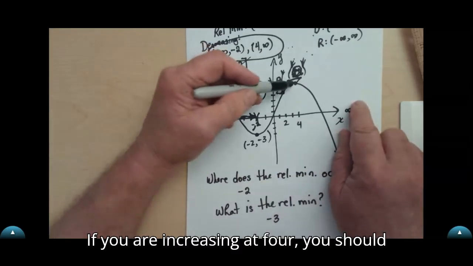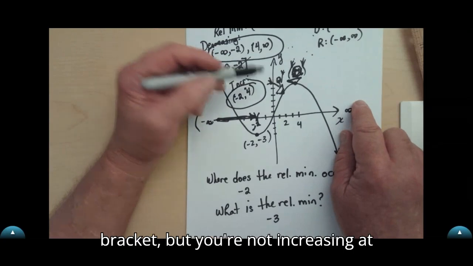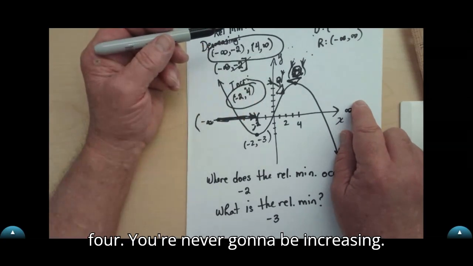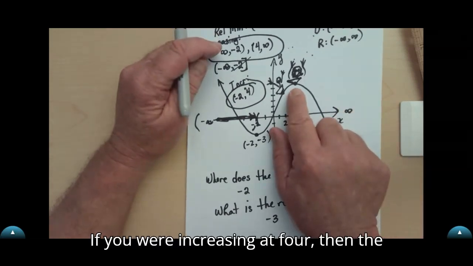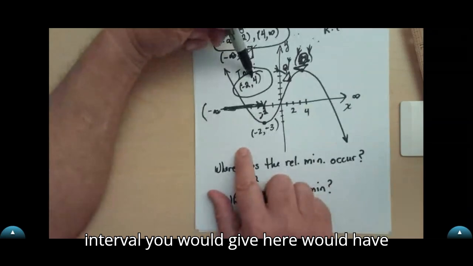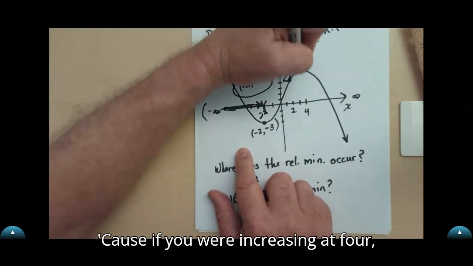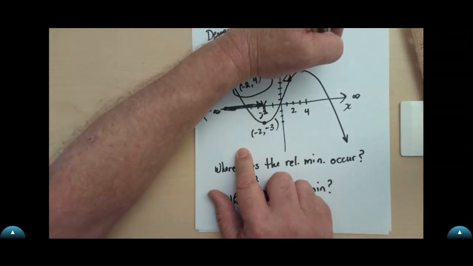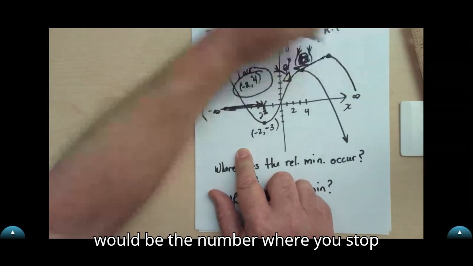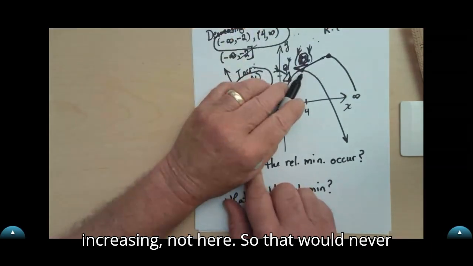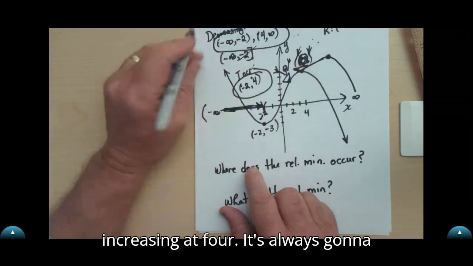If you are increasing at 4, you should put a square bracket, but you're not increasing at 4. You're never going to be increasing. If you were increasing at 4, then the interval you would give here would have to have a number bigger than 4, right? Because if you were increasing at 4 and then you started decreasing, that would be the number where you stop increasing, not here. So that would never show up in the interval if you were still increasing at 4.